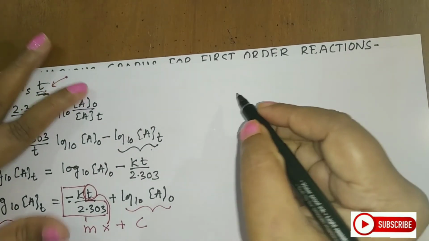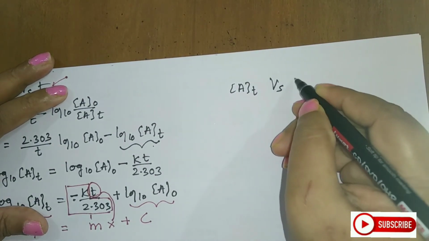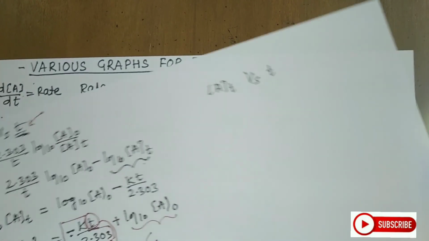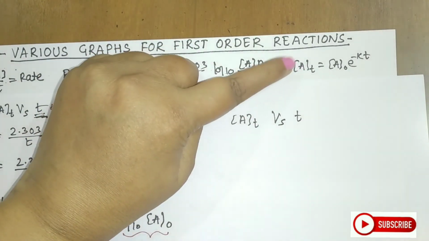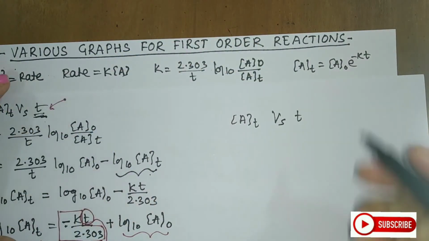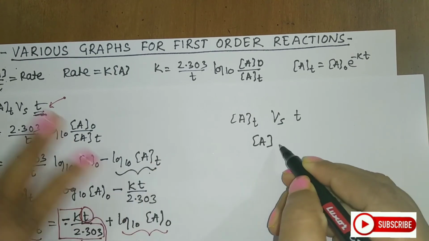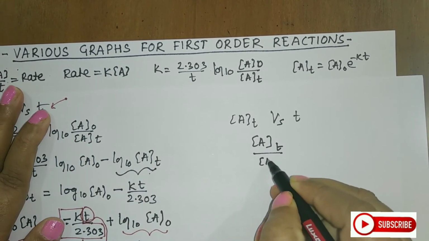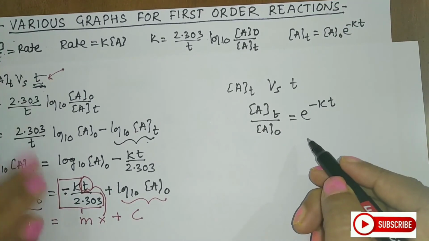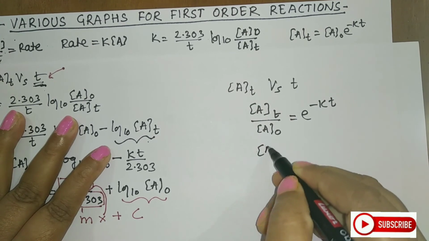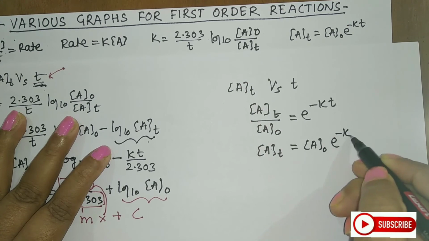Come to the next one, where they are asking you to plot concentration of At versus time. Now here they have not given log, they have just given the concentration At. So we'll be using this exponential form equation. Keep arranging the equation as I said. So write the equation first. It will be At by A0 is equal to e raised to minus kt. Now I want At versus this, so let us rearrange. So it will be At is equal to A0 e raised to minus kt.